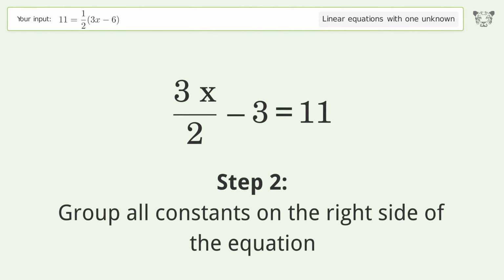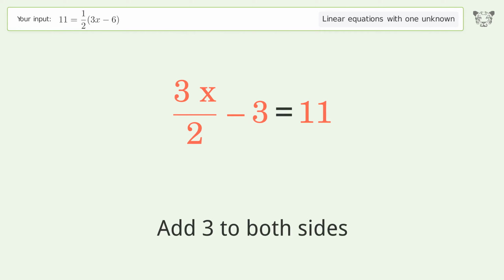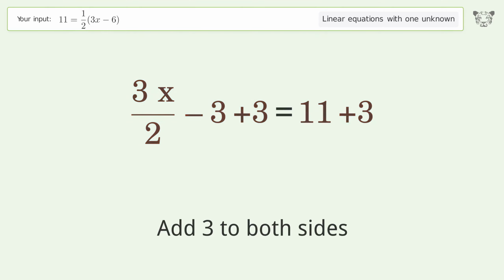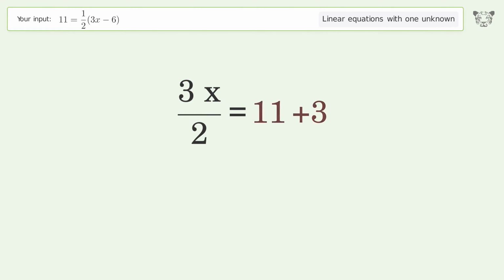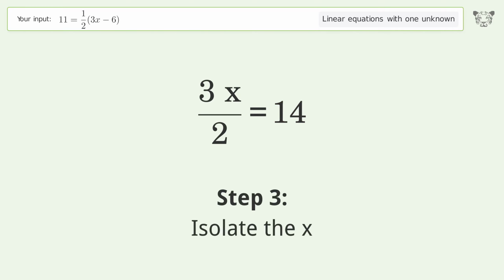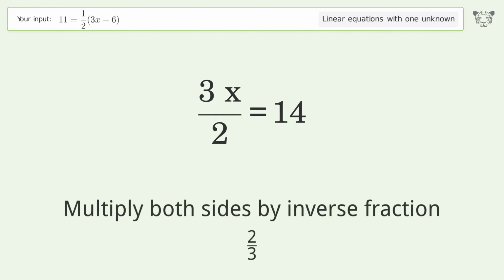Group all constants on the right side of the equation. Add 3 to both sides. Simplify the arithmetic. Isolate the x. Multiply both sides by inverse fraction 2/3.